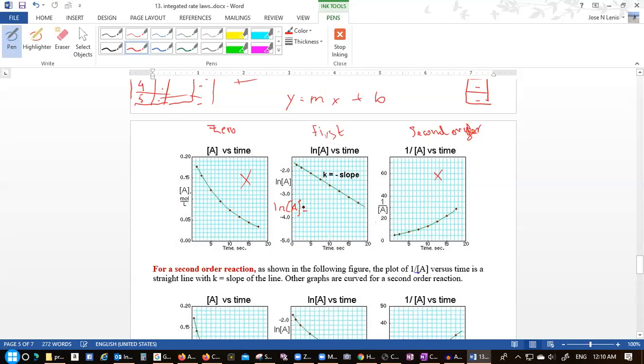equals m, which is the slope. In this case, we have a negative slope, negative k, times x, which is time, lowercase t, plus the y intercept, that is natural log of A, concentration of A at time 0. So this is at time t, and this is at time 0. Now we have a nice and beautiful formula for the first order integrated rate law.